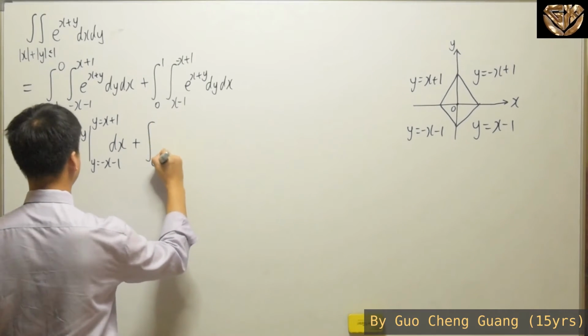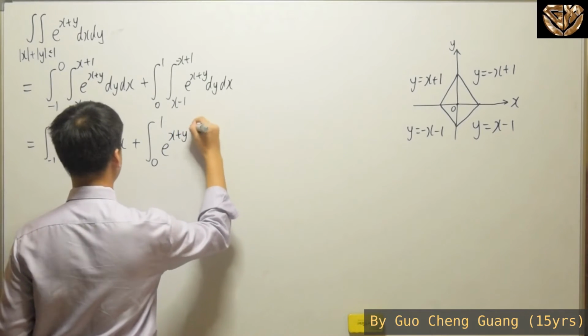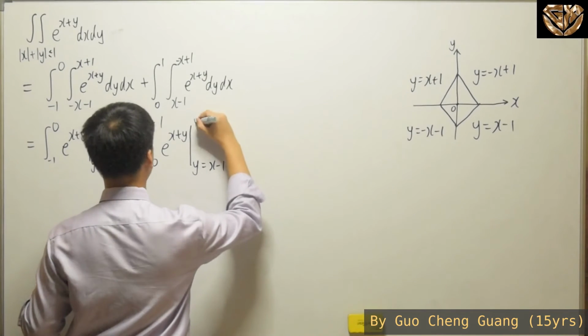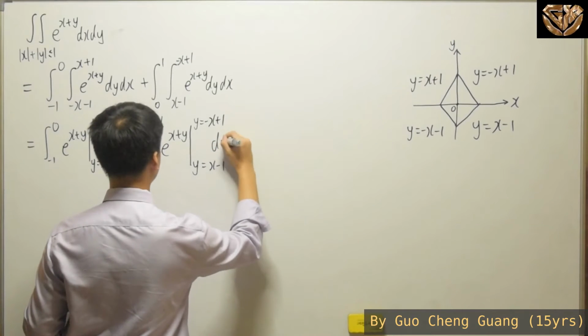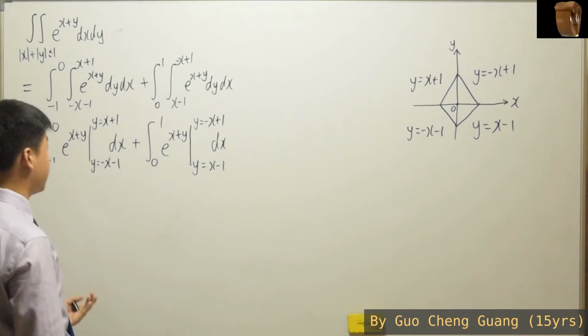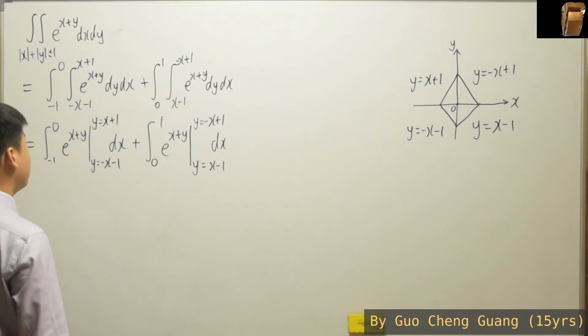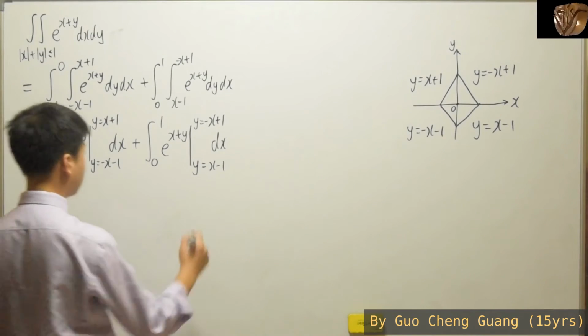For your second term, you will have e to the power of x plus y, and substitute in y is equal to x minus 1 and y is equal to negative x plus 1. Then again integrate with respect to x. Alright, so this is what we're going to see. Of course, we are going to substitute in the values for y.